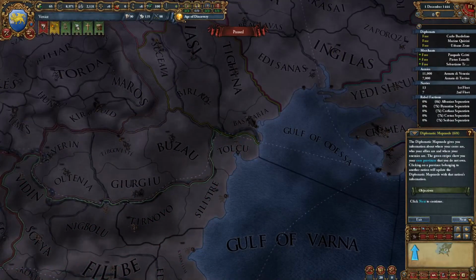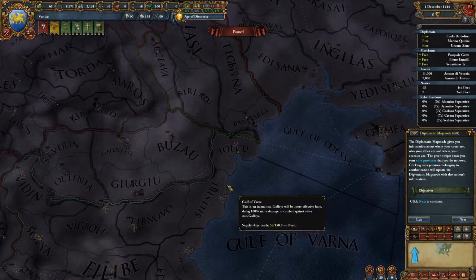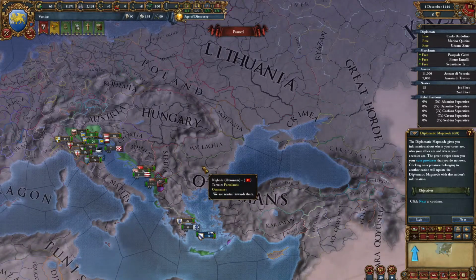Next, the diplomatic map mode gives you the information about where your cores are, who your allies are, and where your enemies are. Be right back.